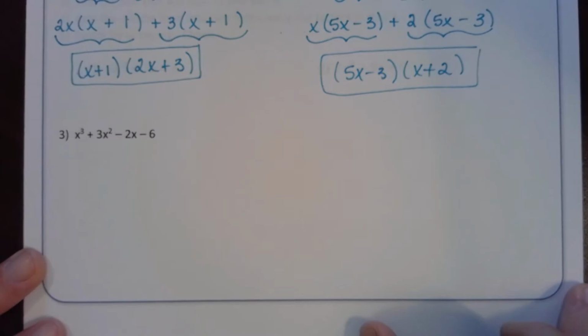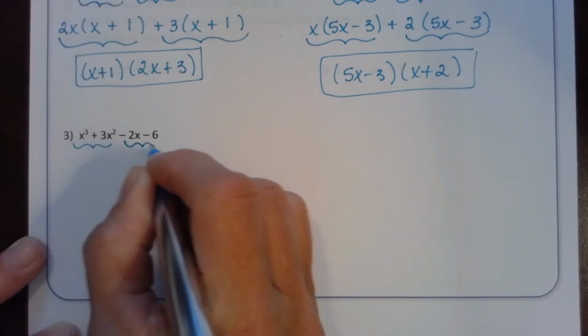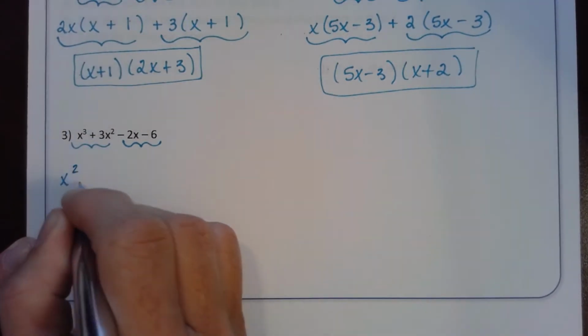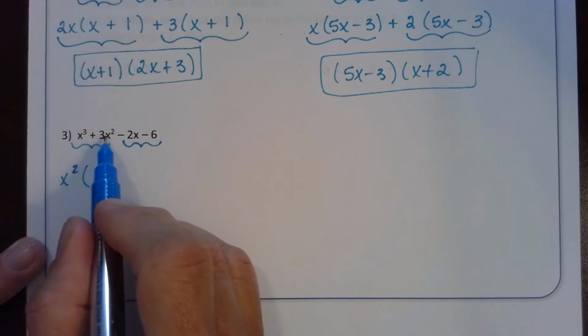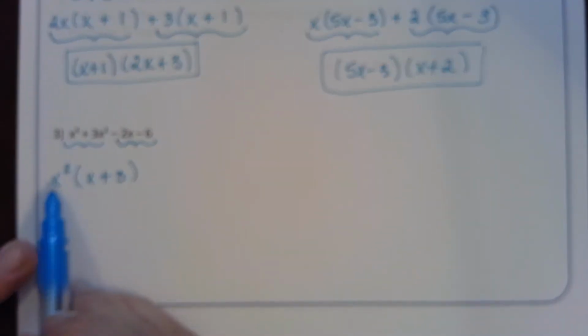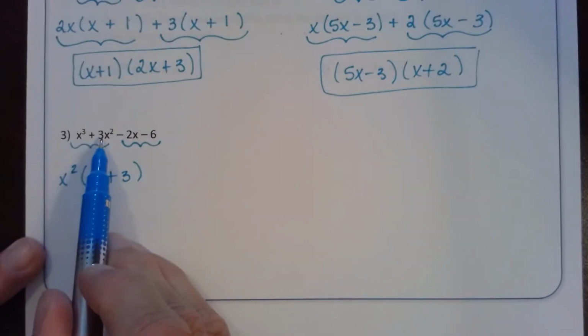Finally, we have this last one. We group together the first 2, group together the last 2. The first 2 have an x squared in common. If you factor an x squared out, you will be left with an x plus 3, right? X squared times x is x cubed. X squared times 3 is 3x squared.